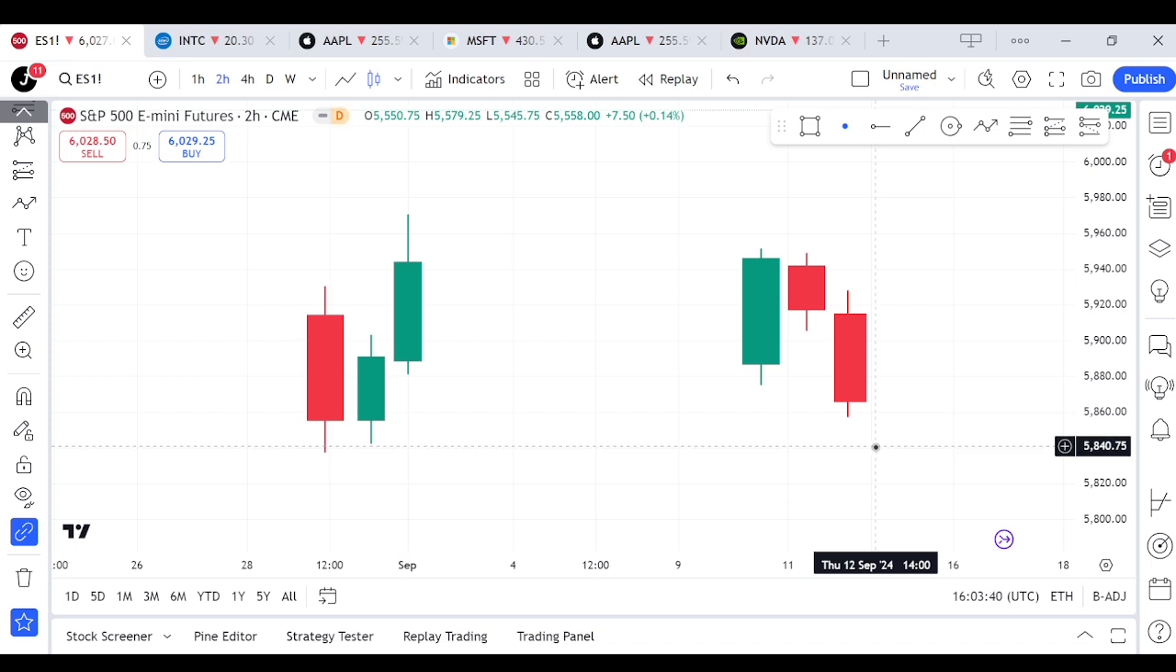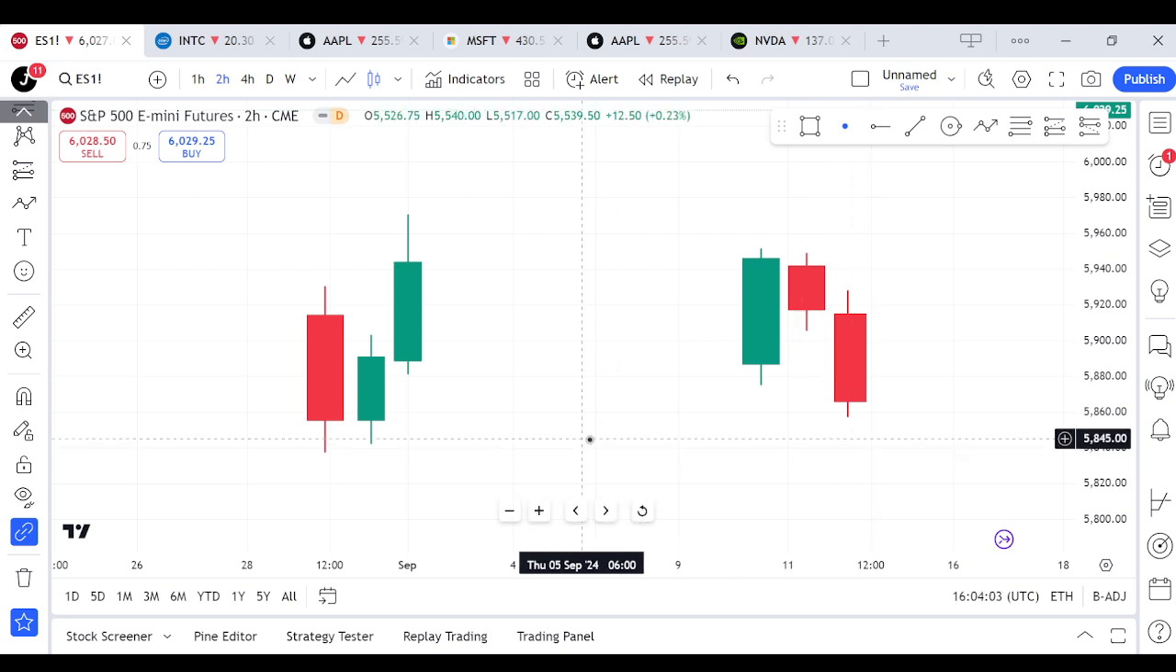So let's start with the pattern overview. The trade inside pattern, also known as the trade inside up and trade inside down, represents a sophisticated continuation or reversal pattern that begins with a harami formation and concludes with a confirming candle. This pattern offers traders a precise entry point with clearly defined risk parameters.